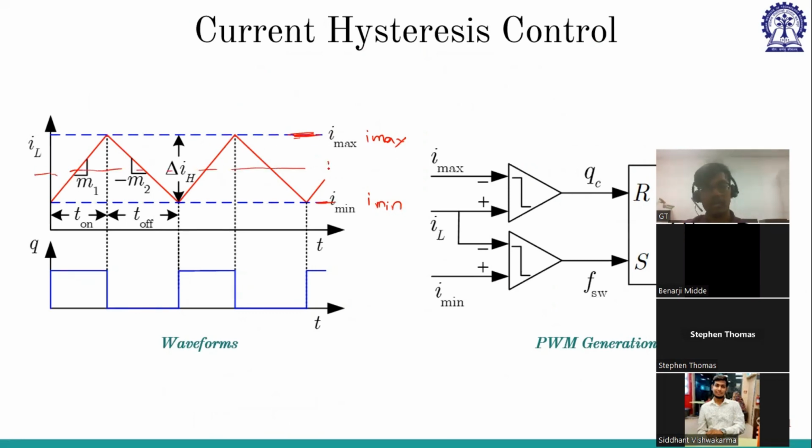Say the average current is I0. Imax is nothing but I0 plus delta IL by 2, and Imin is I0 minus delta IL by 2. So whenever it hits the valley, it will turn on, and whenever it hits the peak, it will turn off. The same thing is realized using two comparators and a set-reset flip-flop. Till this point, is this clear, or shall I repeat the current hysteresis?